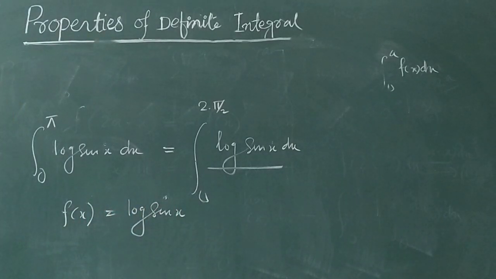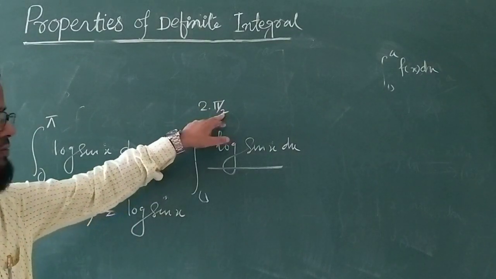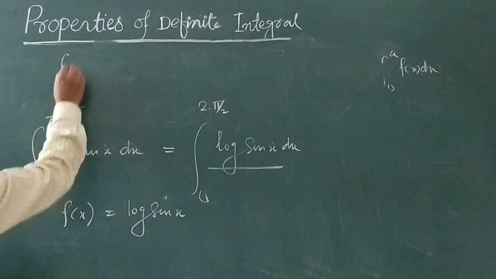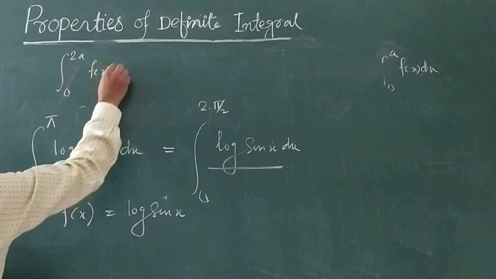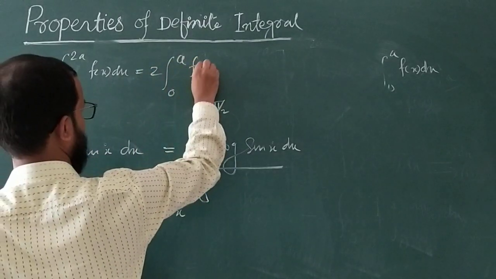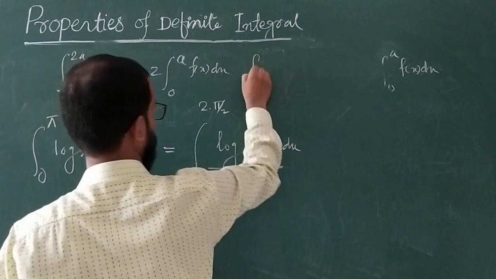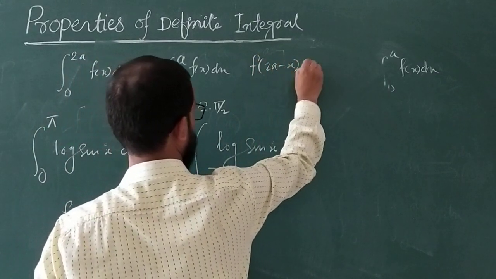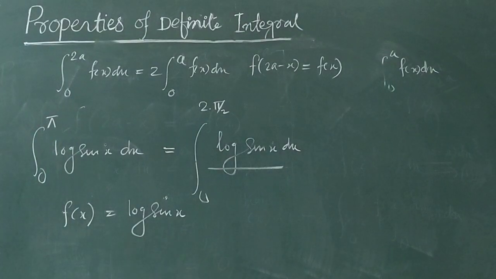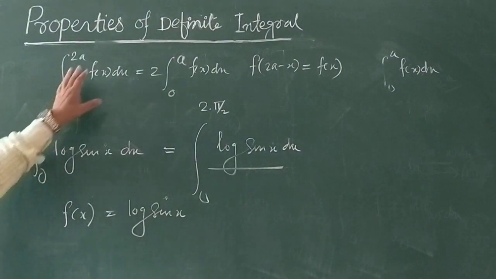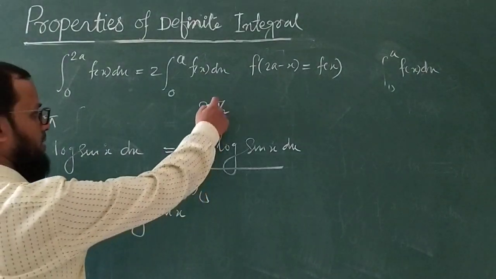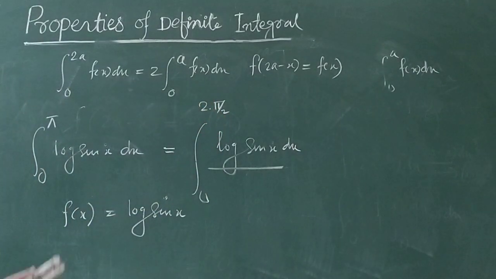And what is your 2a? Here a is equal to what? Pi by 2, and this is your 2a type. What is the property? The property is 0 to 2a f(x) dx equals 2 into 0 to a f(x) dx when f of (2a minus x) equals f(x). If this property is satisfied, now I am going to apply this property in this particular question to make the upper limit pi by 2.